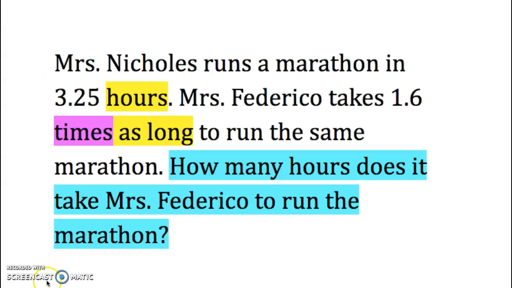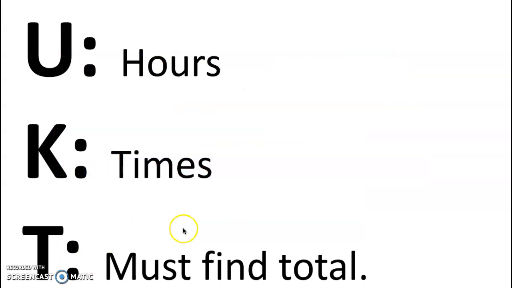Another piece of evidence that supports that it's multiplication is this keyword times. Now, just for fun, if I still wasn't 100% sure that it was multiplication, and I really wanted to take it a step further, I could look to see if we know the total or not. So let's look at what the word problem's asking. It says, how many hours does it take Mrs. Federico to run the marathon? That how many tells me we probably need to find the total. That being said, if you need to find the total, you have to multiply.